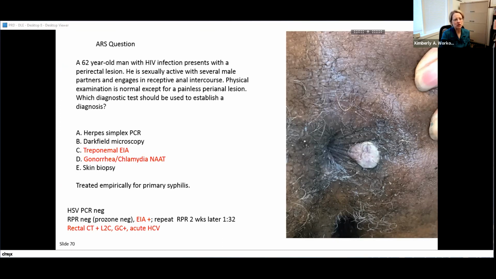He was treated empirically for primary syphilis. His HSV PCR was negative. His initial RPR was negative. As I mentioned regarding the negative test, he actually had a positive EIA. His repeat RPR 2 weeks later was 1 to 32. He had rectal chlamydia. I actually did a swab of this lesion and it was sent to CDC and confirmed as LGV. And he also had acute hepatitis C. So he had several STIs at the same time.